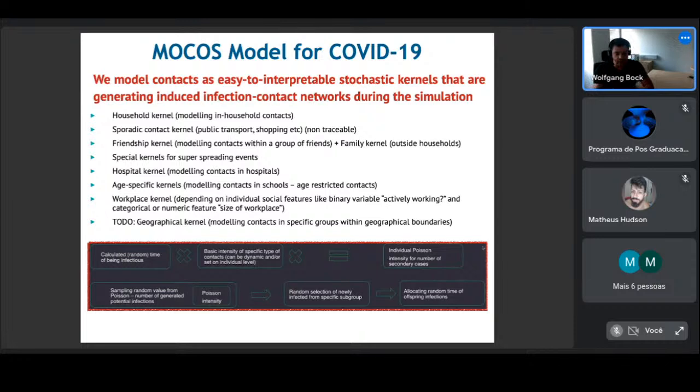And then you just do the following. You calculate random times of being infectious. These are Poisson distributed, so you can compute these random times. And you have a basic intensity of the specific contacts. So what you actually get is an individual Poisson intensity for every number of secondary cases, and then you let the whole thing run, and you sample from this value with the Poisson intensity given by these parameters based on the kernels. I told you this contact C is actually now given by the transfer operator, so you have a Poisson intensity based on this one, and then you later on allocate random times, let's say when people are getting infected and whatever.